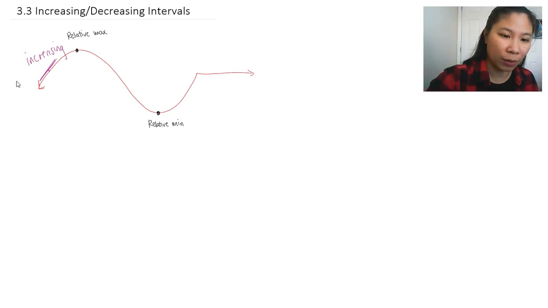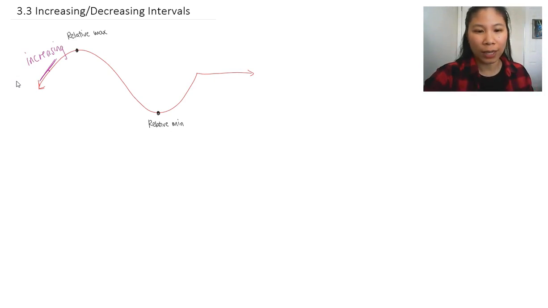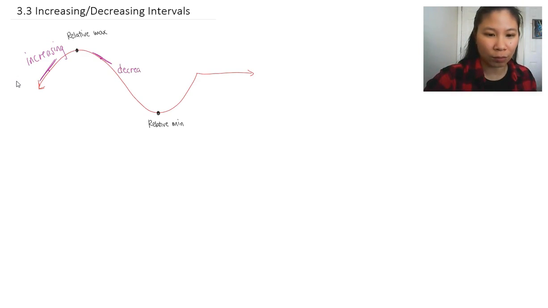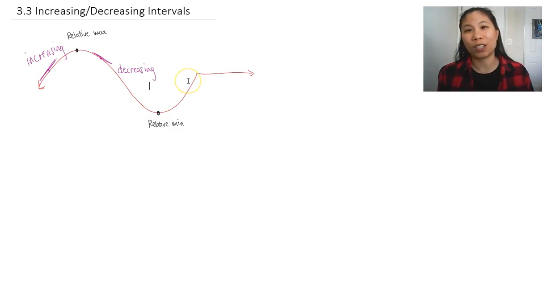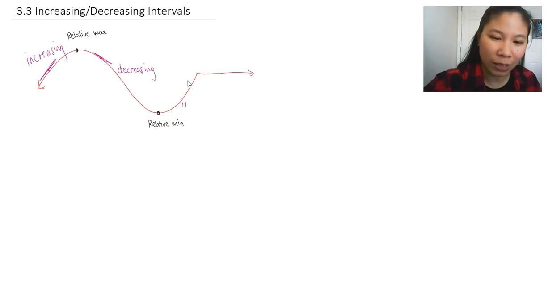The opposite would be true as well. If the slope of the tangent line is negative, then that section of the graph would be considered decreasing. And so basically you would see that it switches direction every time you have a relative maximum or minimum, because you're going up until you get to the maximum, and then you start going down until you get to the minimum, and then we change directions again and start going up again.